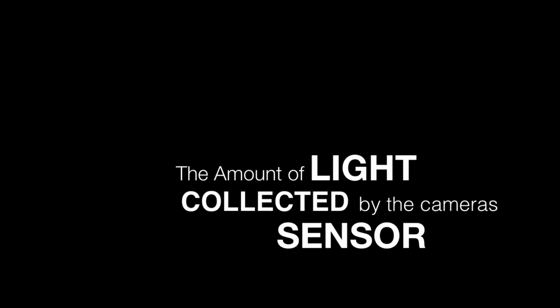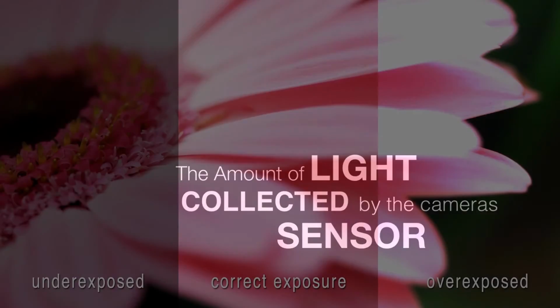So to review, exposure is the amount of light collected by the sensor in your camera during a single picture, and can either result in an overexposed, underexposed or correctly exposed image.